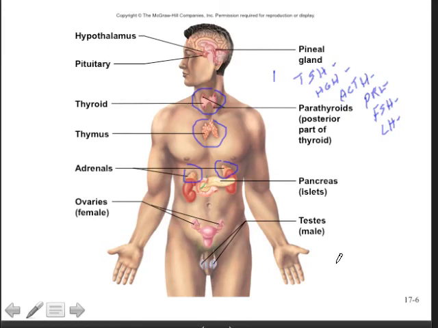Okay? So, the inner core of the cortex produces androgens. Now, what the heck are androgens? Let's write the word androgens here.